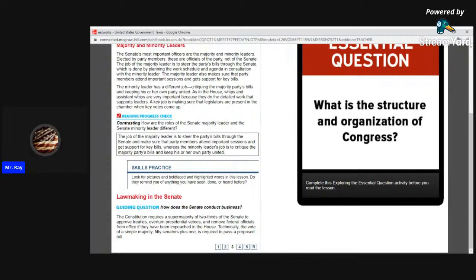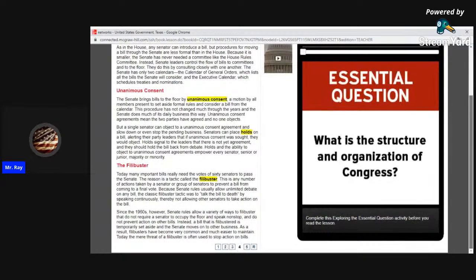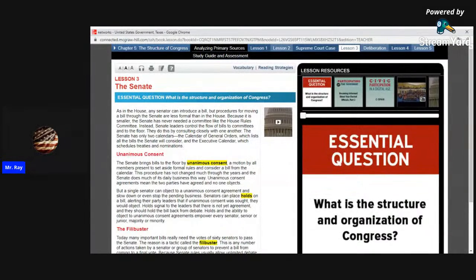Well, first off, you need a supermajority or 2/3 of the Senate to approve treaties, overturn presidential vetoes, and to remove officials from office if they've been impeached, okay? For all the other types of votes, usually it's just a simple majority, 50 senators plus 1. But for the really, really important stuff, you need 2/3. So what is that? 75 plus 1? Or no, that's 3/4. My math is terrible. So 60 plus, okay?